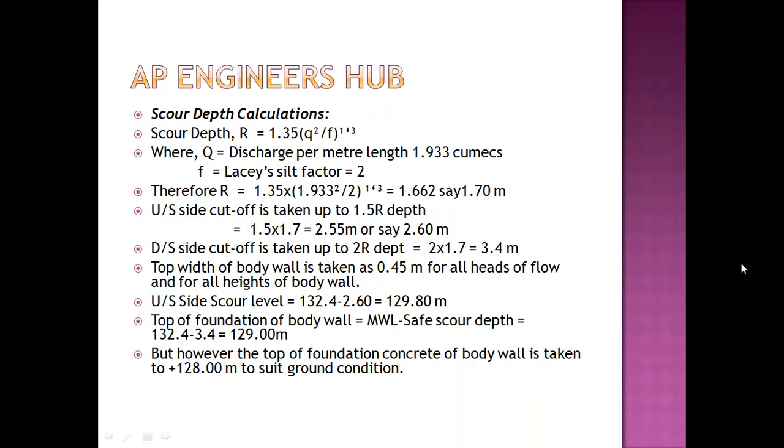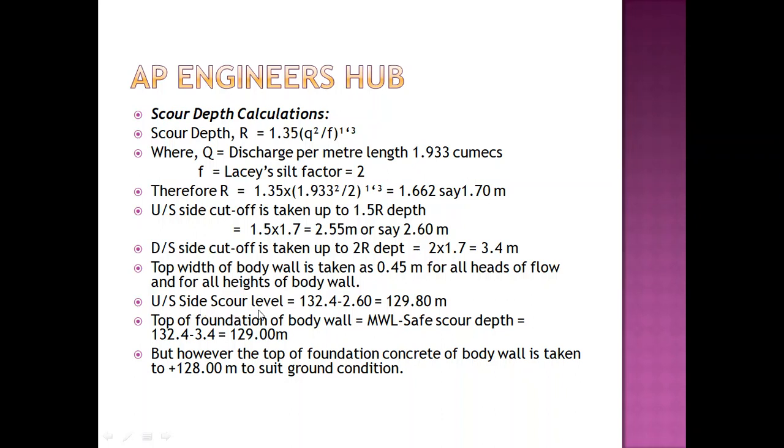Upstream side cutoff is taken up to 1.5 R depth, that is 1.5 into 1.7, say 2.6 meters. Downstream cutoff is taken up to 2 R depth, that is 3.4 meters. Top width of body wall is taken as 0.45 meter for all heads of flow and for all heights of body wall.